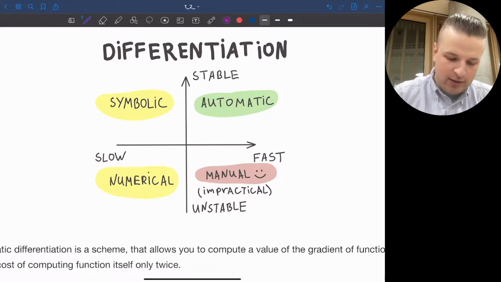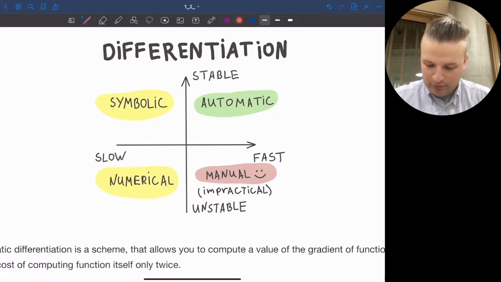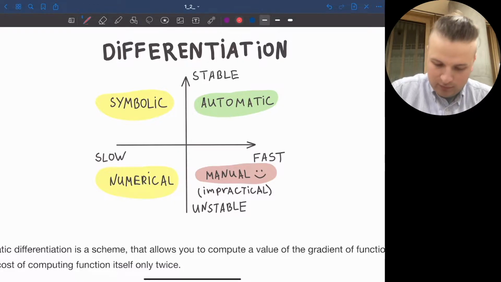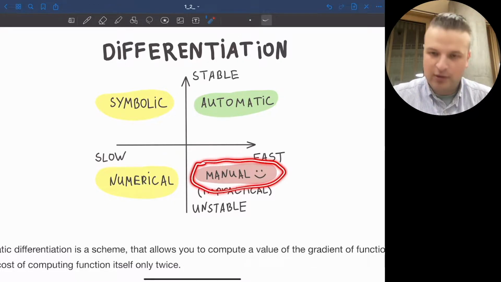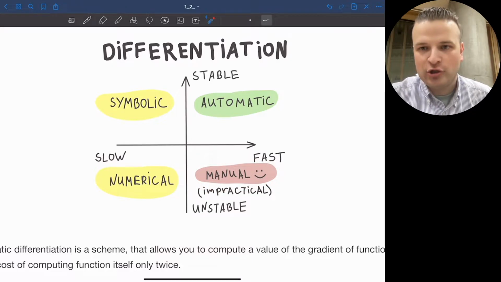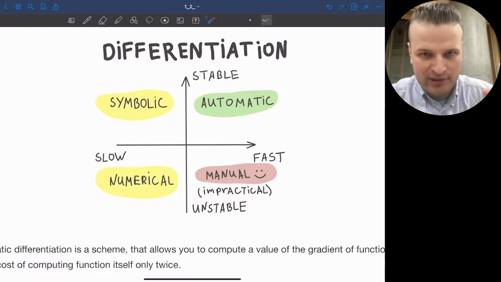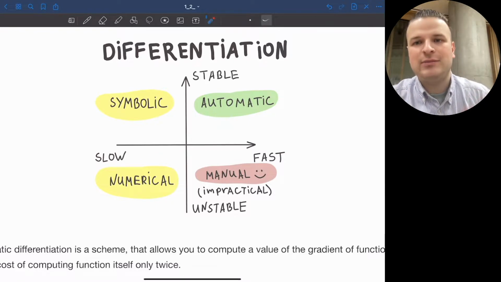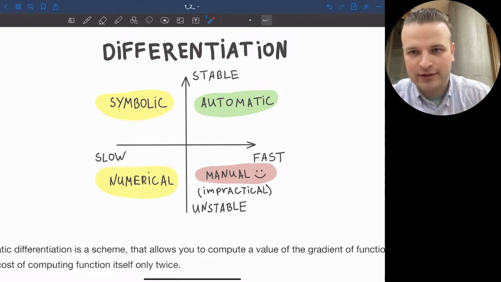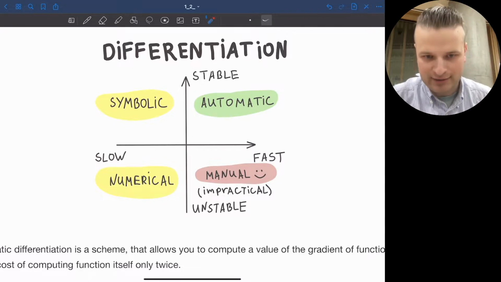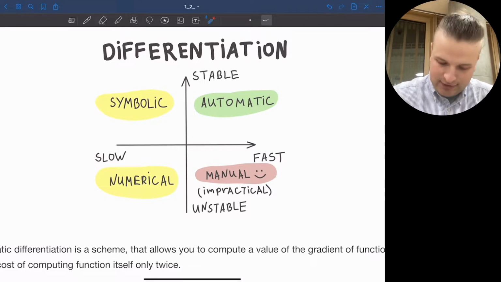For example, previously we talked about manual differentiation, which means actually taking derivatives by hand, which could be fast if you end up with the closed form solution, but any mistake could lead you to a failure in computation of all these complex gradients and Hessians, etc. So we'll skip it. That's not our choice.